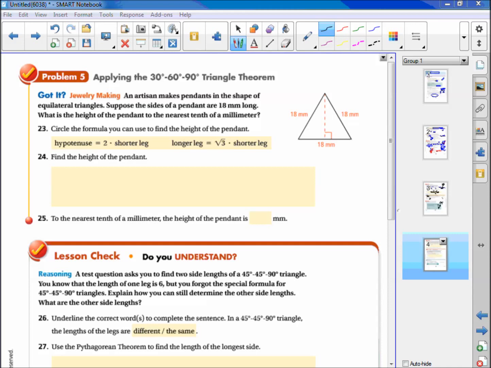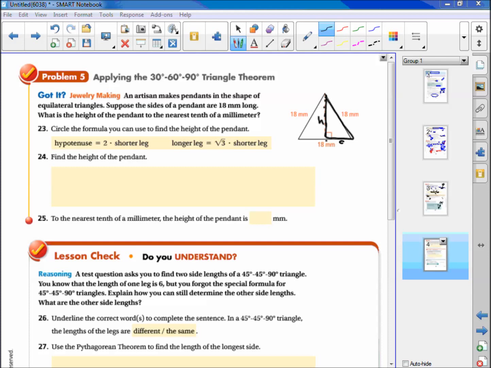What is the height of the pendant to the nearest tenth of a millimeter? So our height is through the middle. Okay, we're going to try to figure that out. Circle the formula that you can use to find the height of the pendant. So let's think about this for a second. We're going to split this triangle in two to find our height here. So this is our height that we're looking for.